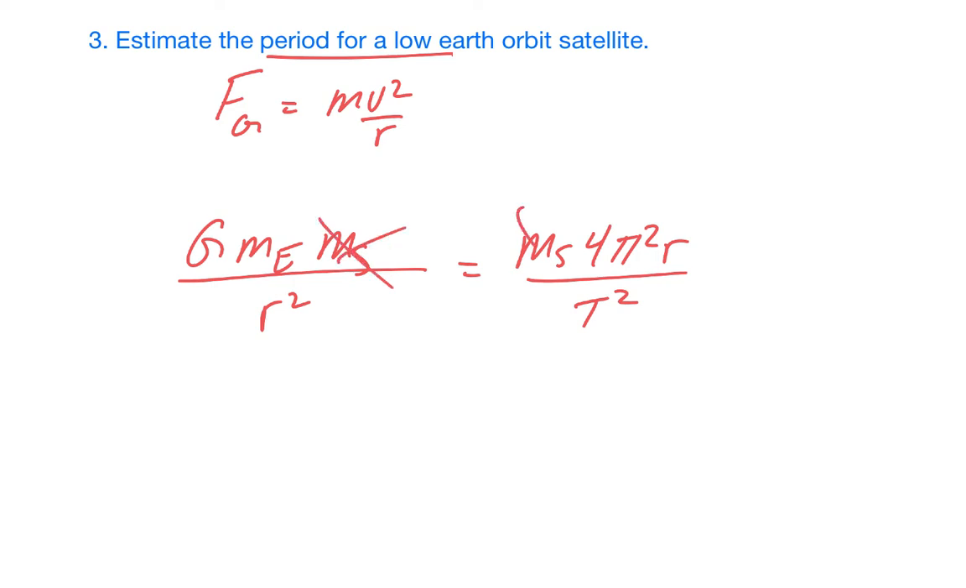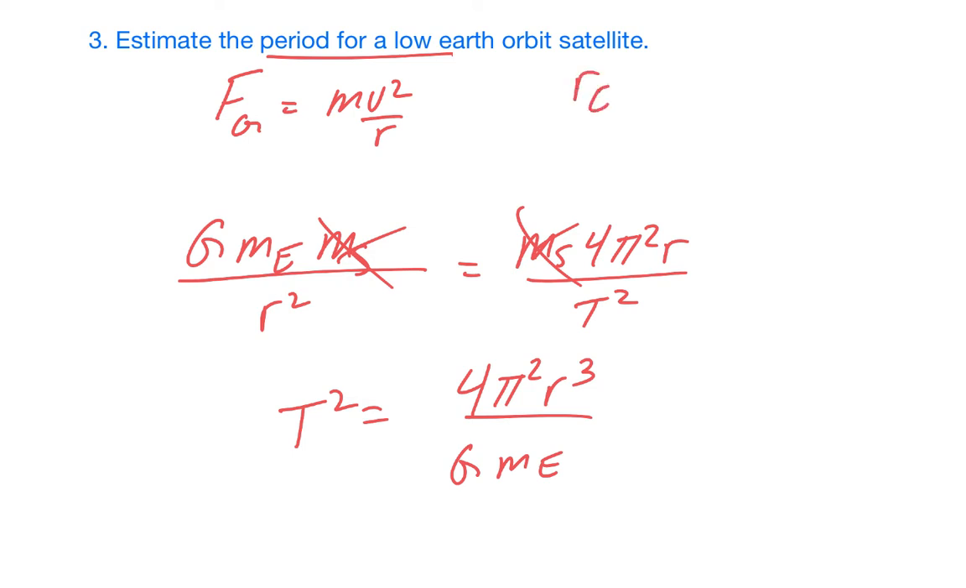So the mass of the satellite is going to go away, right? And I'm going to get that T squared is equal to 4 pi squared r cubed over G times the mass of the Earth. So you would have needed to know the radius of the Earth and the mass of the Earth, which, of course, I forgot to give you before we started doing the problem. So I will go ahead and give that to you right now.